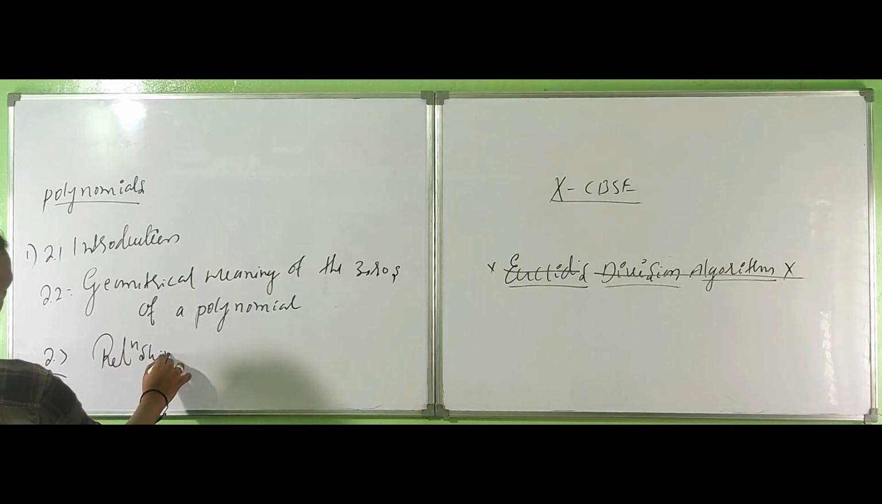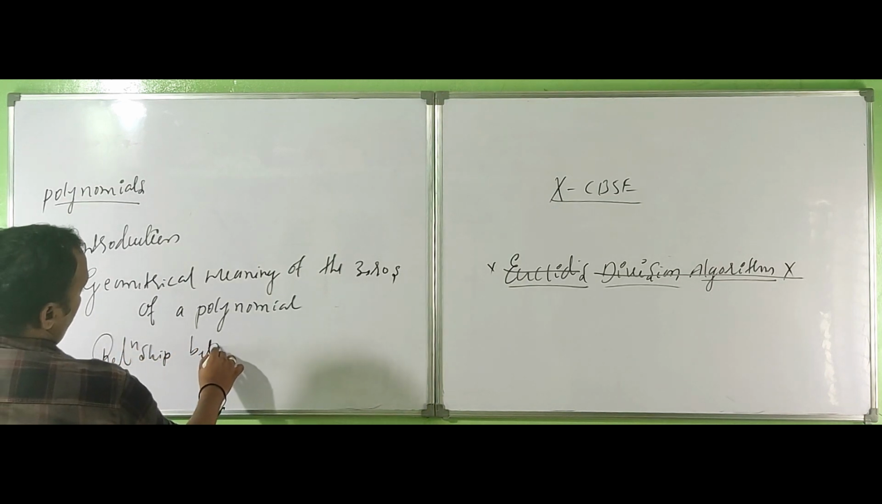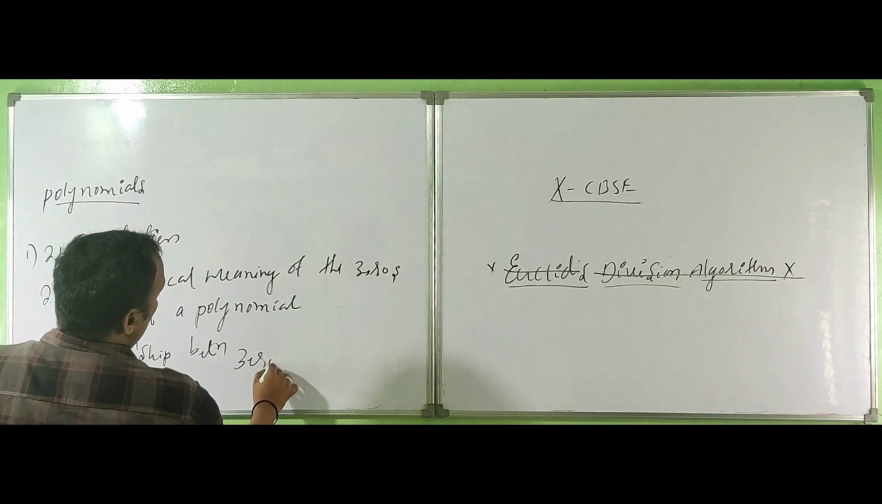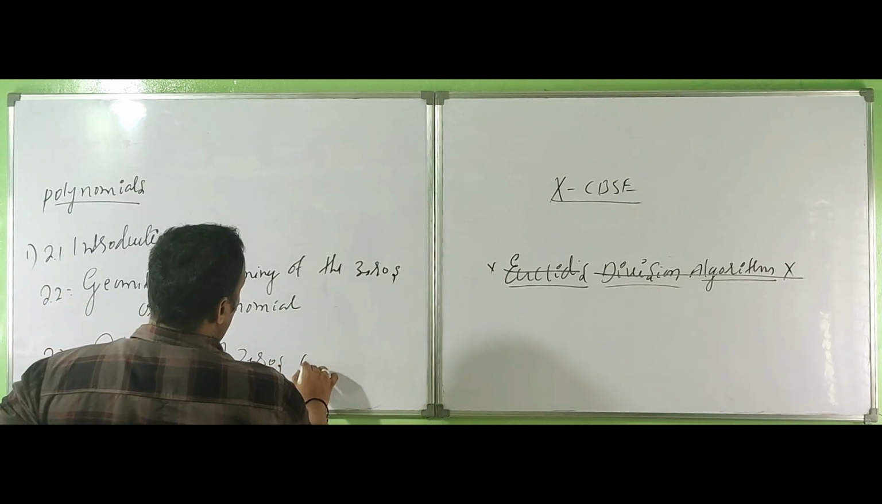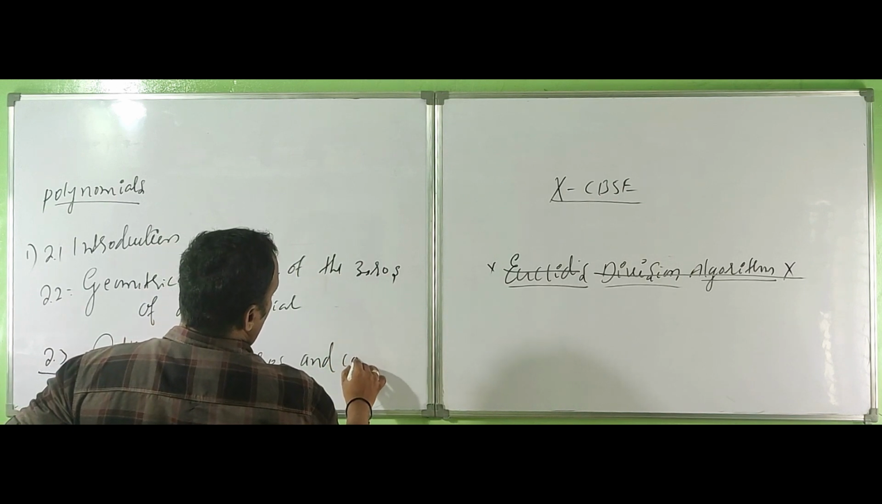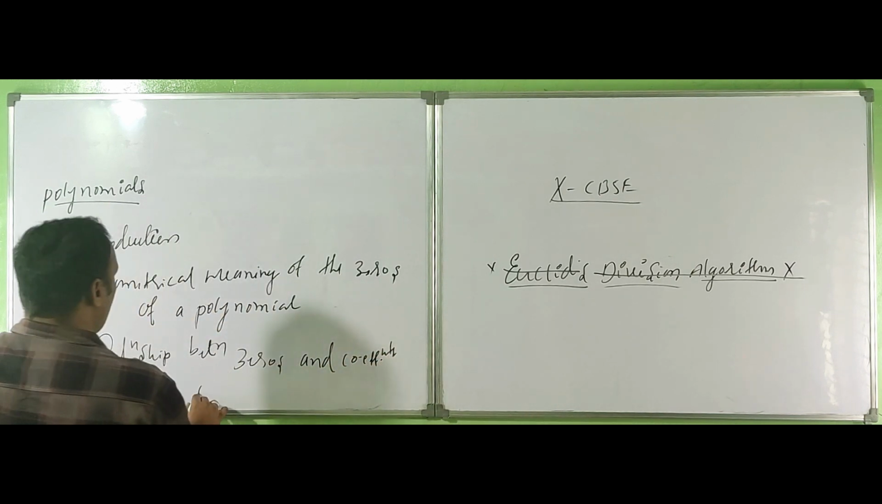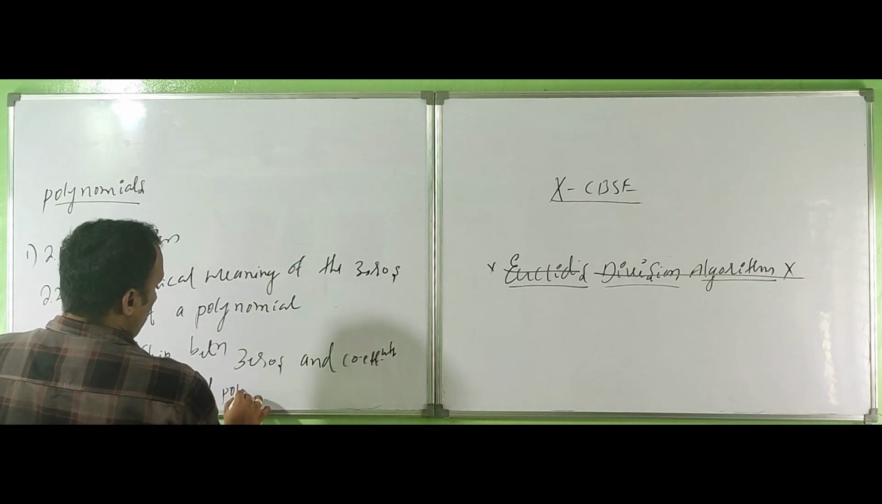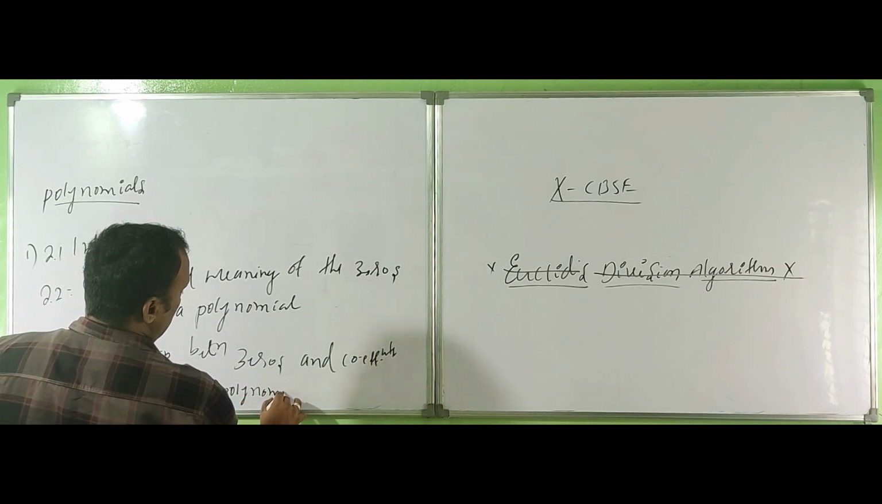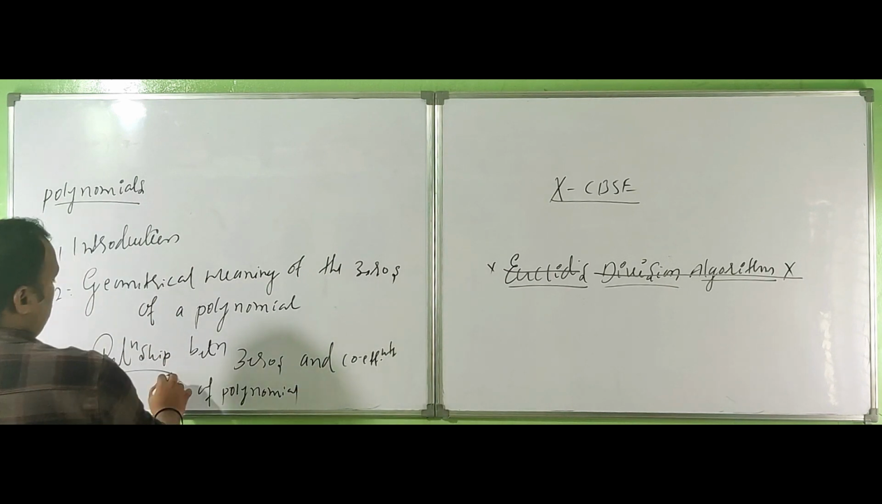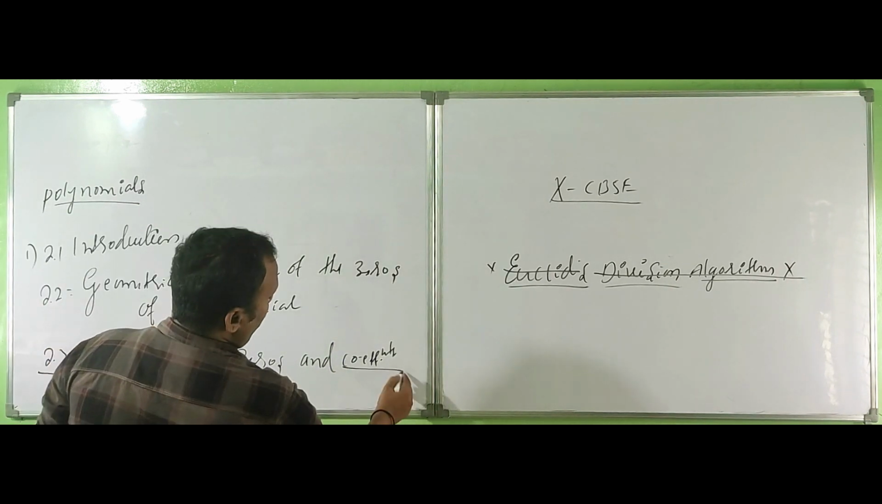Relationship between zeros and coefficients of a polynomial, okay? This is the relationship between the zeros and the coefficients.